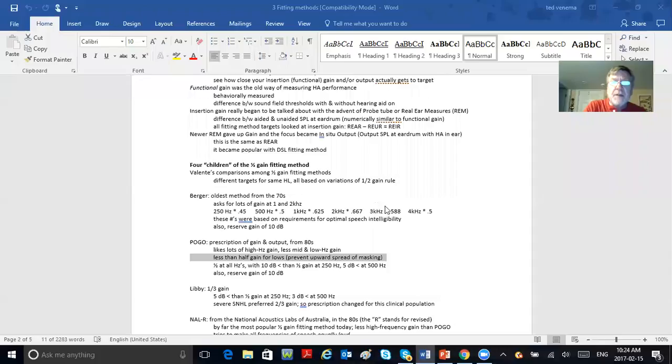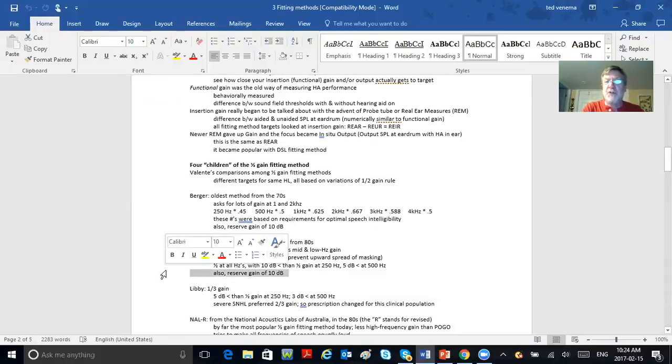So fitting methods try to address this, and especially POGO. And POGO gave, now I'm going to share screen again so we can finally move on here, POGO gave less than half gain for the low frequencies. Half gain at all frequencies with 10 dB less than half gain at 250, 5 dB less than half gain at 500. It also gave a reserve gain of about 10 dB.